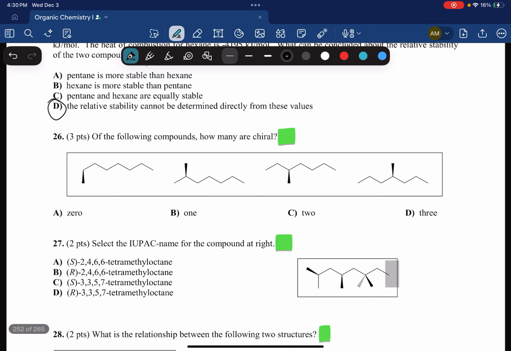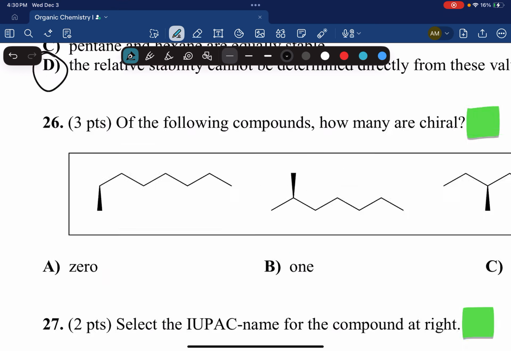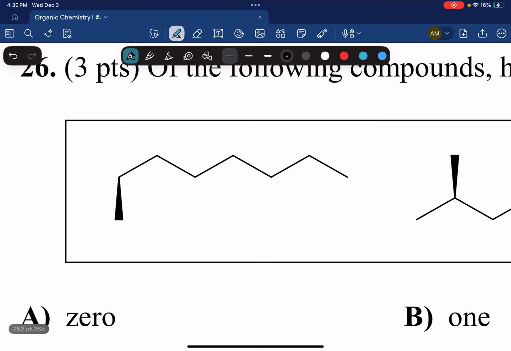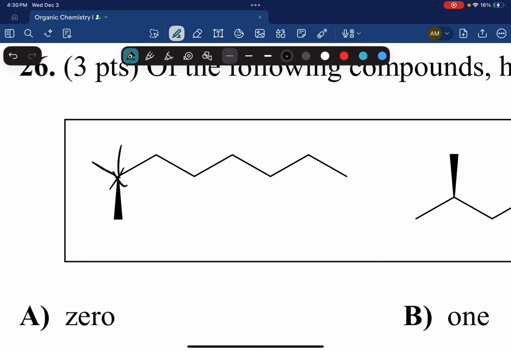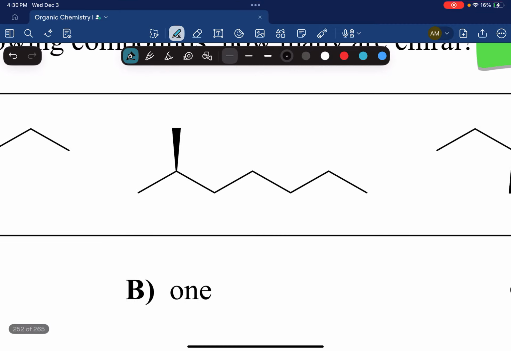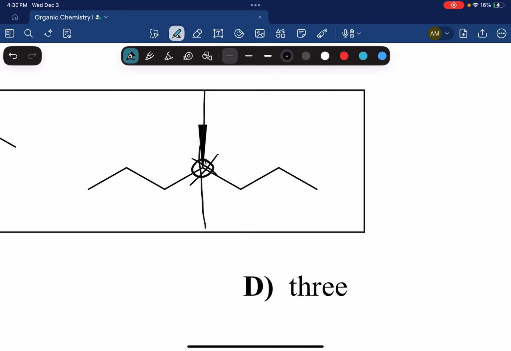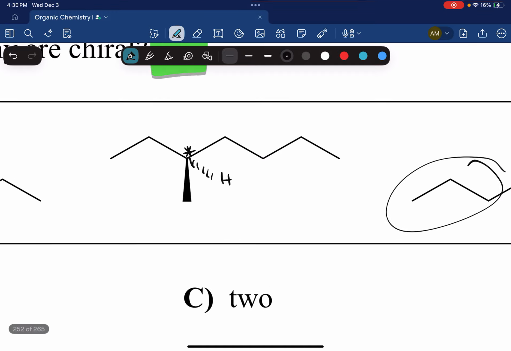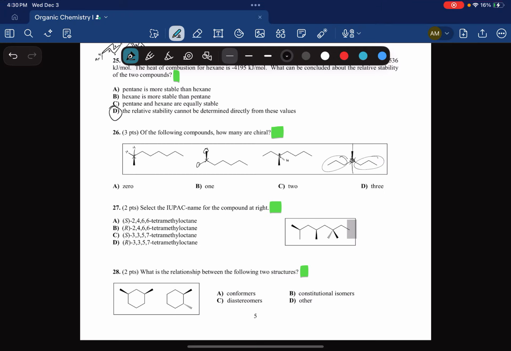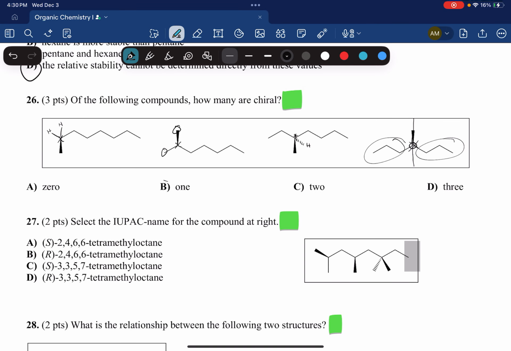Okay. How many of these are chiral? I hate doing these because it takes so long. Okay. First, we got to look for stereocenters, right? Not a stereocenter because there are 2 hydrogens. We need 4 unique. 2 methyl groups, not a stereocenter. Hydrogen, this is a stereocenter. We're symmetrical, which means it's not a stereocenter because we've got the same substituents on both sides. Okay, so only one of these has a stereocenter, so only one of them is chiral.